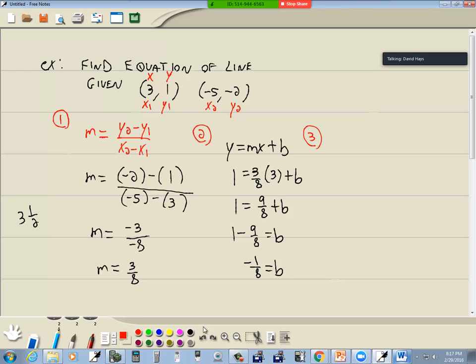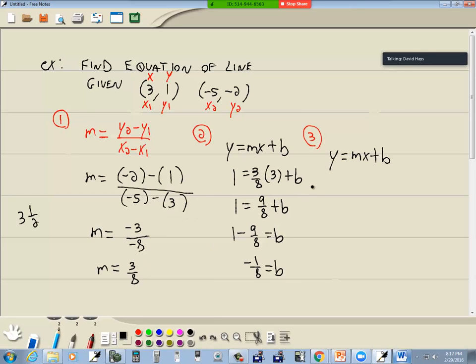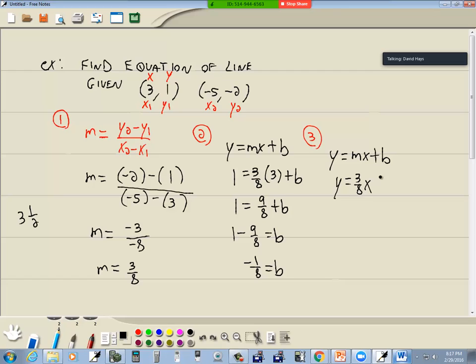Cannot forget step 3. We haven't written down our answer yet. So step 3 says to plug in m from step 1. We said m was 3/8. So we got y is equal to 3/8 x. And then plug in b from step 2, which we said was negative 1/8. And that would be our answer. And that's in slope-intercept form.